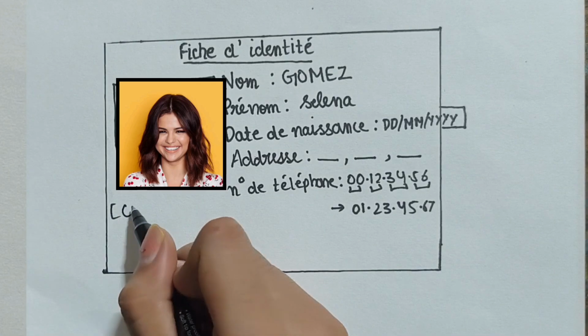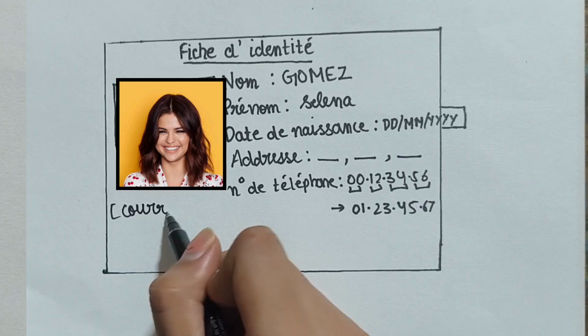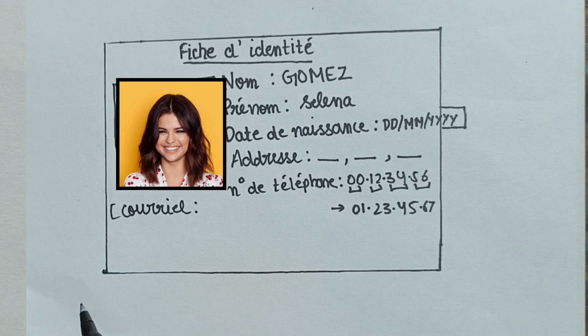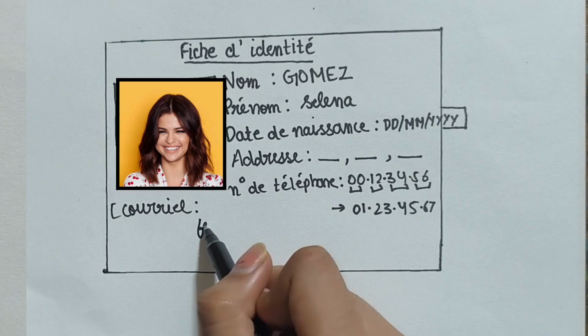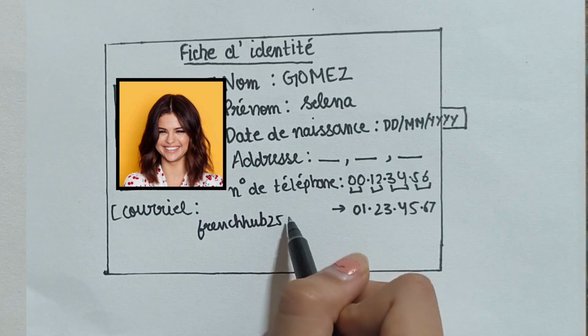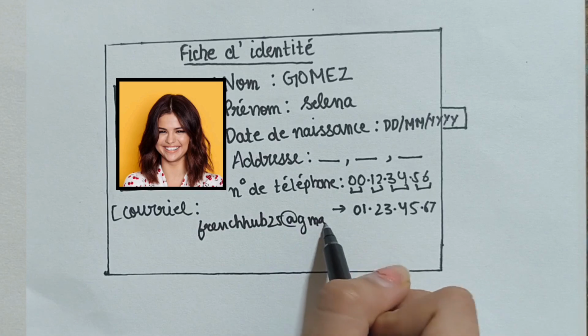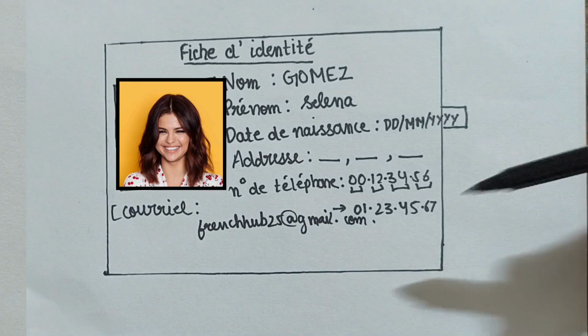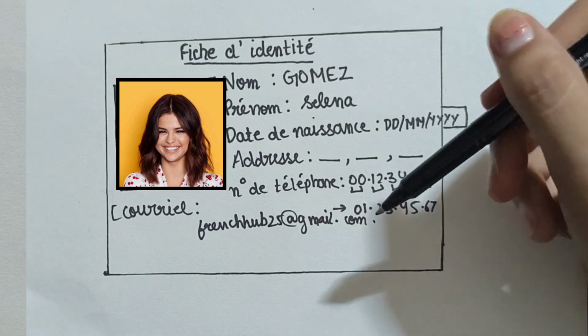So we can even mention our courrier, which is your Gmail address. And you all know my Gmail address is frenchhub25@gmail.com. So you can send your queries if you have any on this Gmail ID.